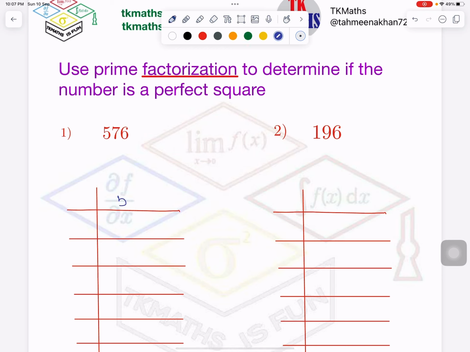So I'm writing, for example, 576 here. We focus on the last digit, which is an even number. So it means I will start with the smallest one, which is 2. Now if you start reading the table of 2, you cannot go more than 5. So 2 times 2 is 4, right? But this is 5.